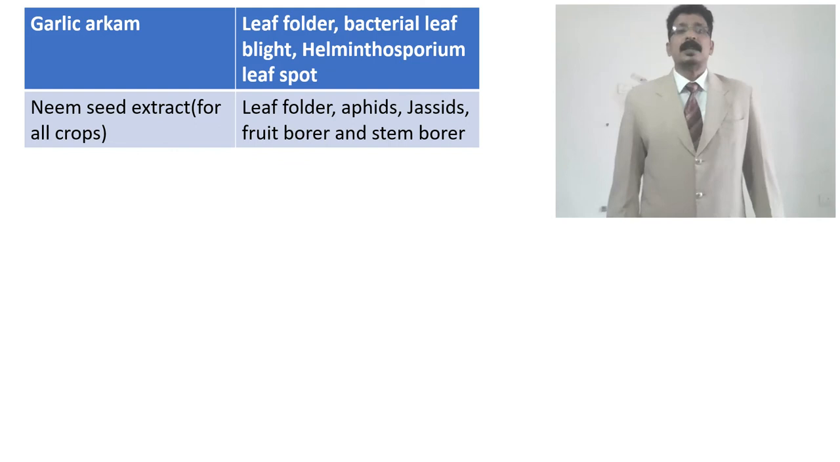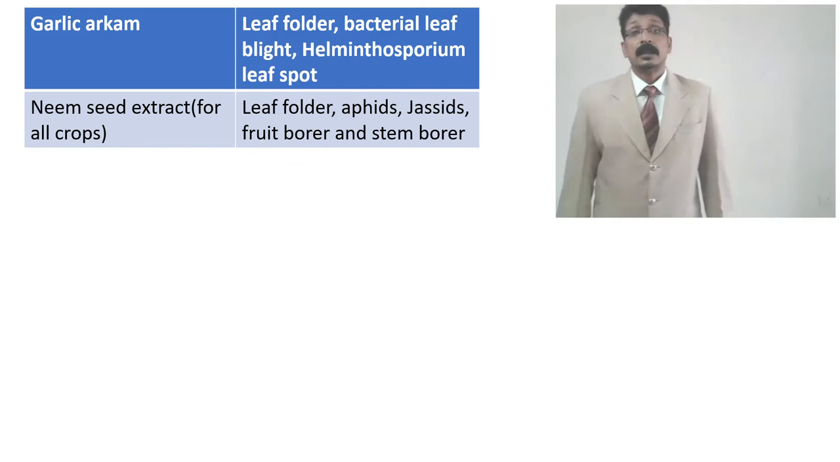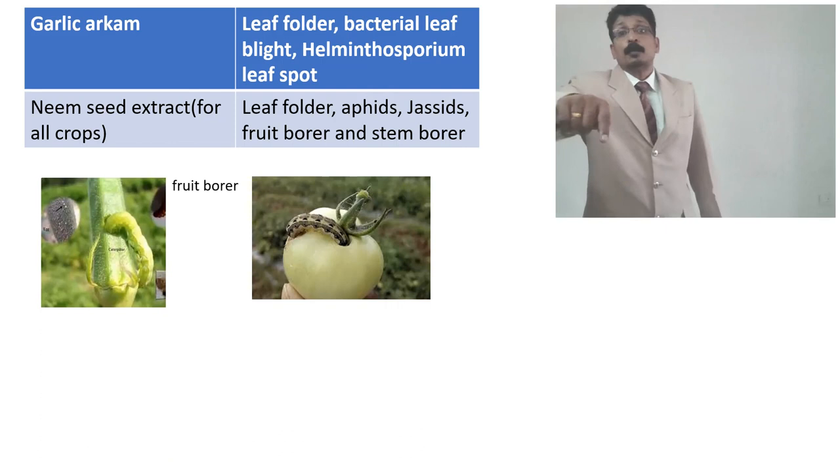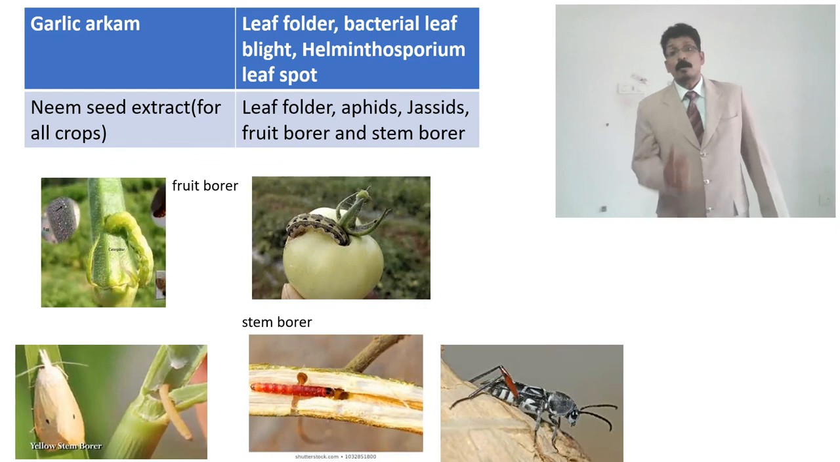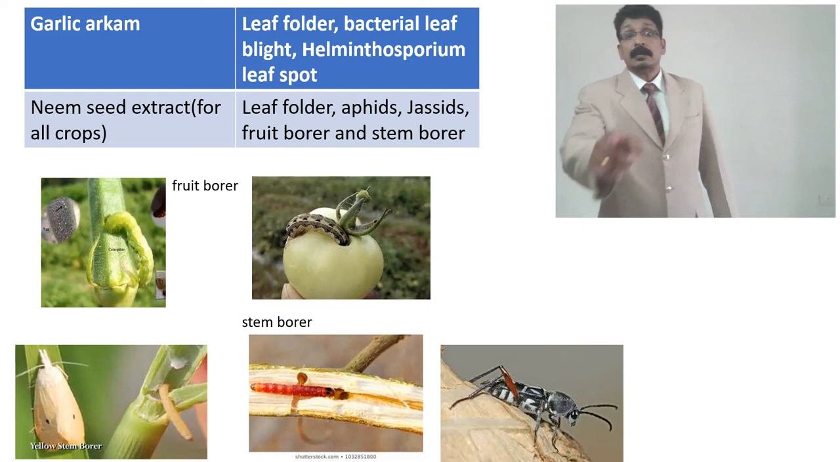Neem seed extract can be used for all crops. It is a natural remedy for leaf folders, aphids, jassids, fruit borer and stem borer. There is fruit borer, I can show how it bores. It puts a bore inside, enters the tomato, and also the lady's finger. And here is a picture of a stem borer, which can go inside the stem. I have shown a picture of sugar cane, which it bores, and this is the insect responsible, and jassids. So this is about that 5-mark question.